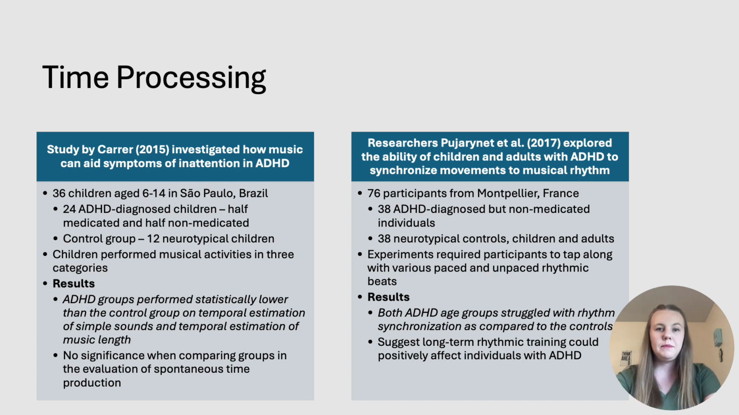The children performed musical activities in 3 different categories. Those categories were time estimation tasks, time reproduction tasks, and tasks that involve temporal and motor skills. The results of the study showed that ADHD groups performed statistically lower than the control group on temporal estimation of simple sounds and then the time estimation of music. However, there was no significance when comparing the groups in the evaluation of spontaneous time production.